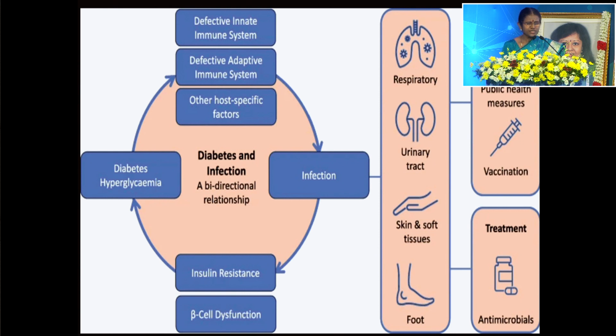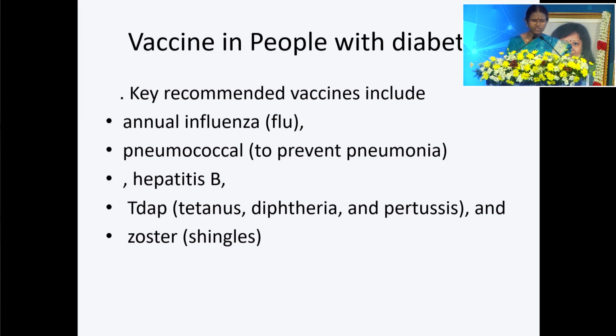So there is defective innate immunity, a defective adaptive immune system, and other host-specific factors, all increasing the infection and further aggravating the insulin resistance and leading to beta cell dysfunction, aggravating the diabetes control, or resulting in diabetes. Again, this becomes a vicious cycle. Both diabetes and infection influence each other. As I said, these infections are common in the respiratory tract, urinary tract, skin and soft tissue, and the foot. And prevention, of course, is by public health measures, vaccination, and adequate antibiotics.